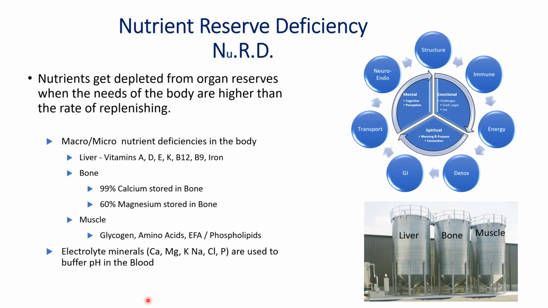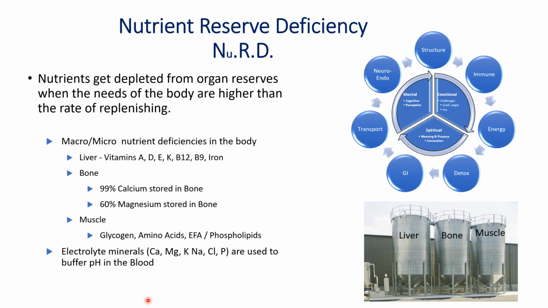So we know that like the liver stores vitamin A, D, E, and K, the fat solubles. Also, it's a storage site for B12 and B9 and iron. We talked about calcium in the bone. 99% of the calcium is stored in the bone, but also 60% of our magnesium is stored in the bone. So if we're magnesium deficient because of a specific SNP, we can create an osteoporotic situation because the body continues the need to pull magnesium out of the bone.